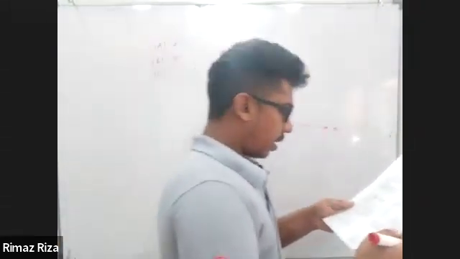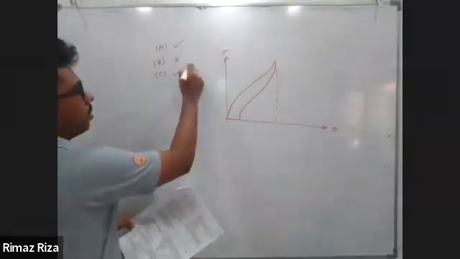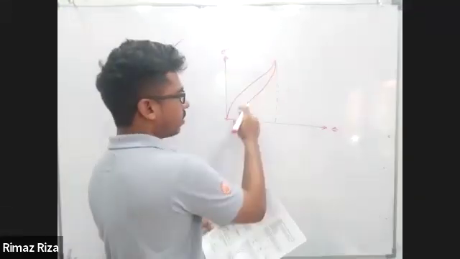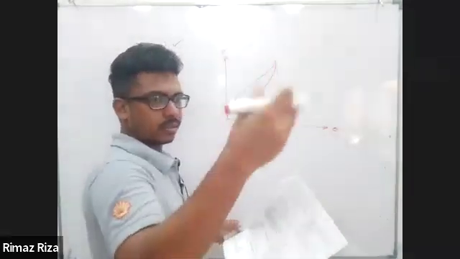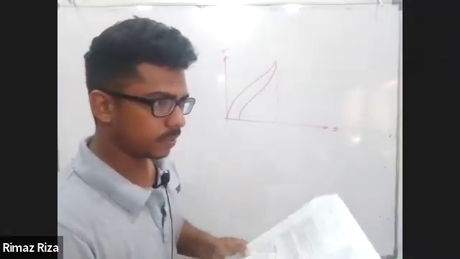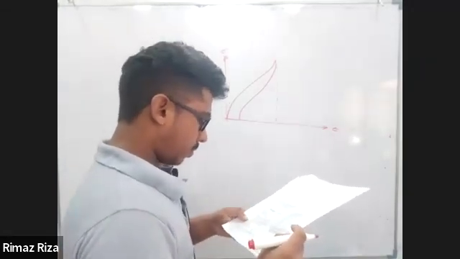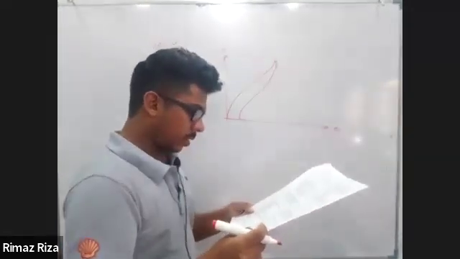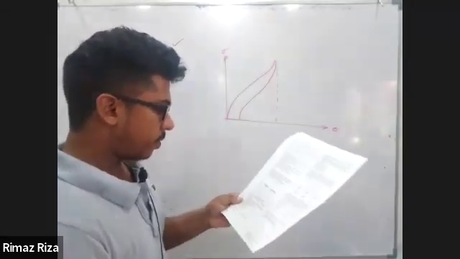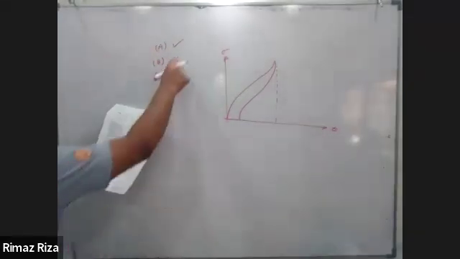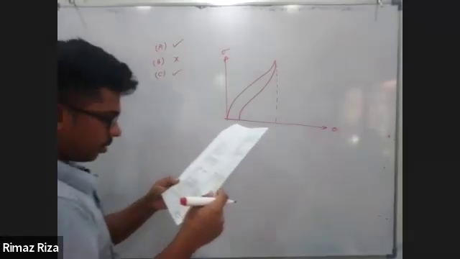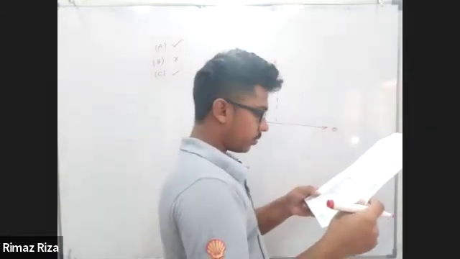C. Heat can be generated in this process. Is it true or false? Yes, because some of the excess energy is going out somehow. So it has to be heat. So only A and C are true. Fourth one.